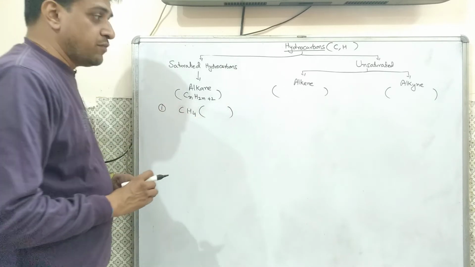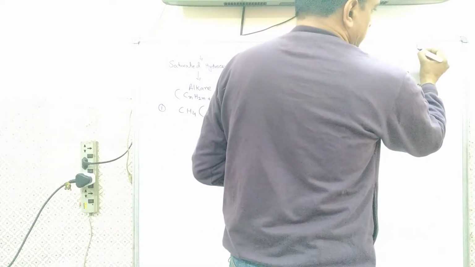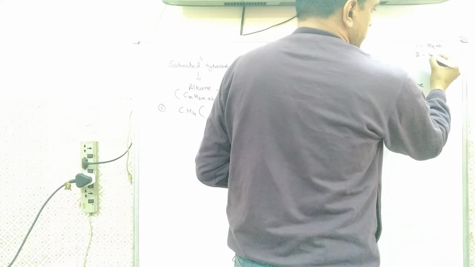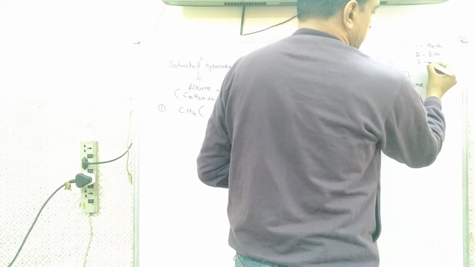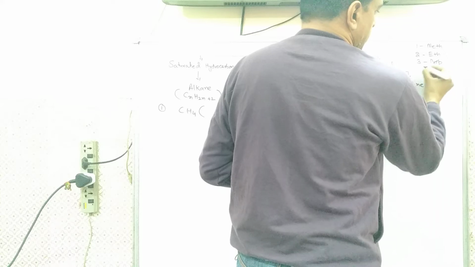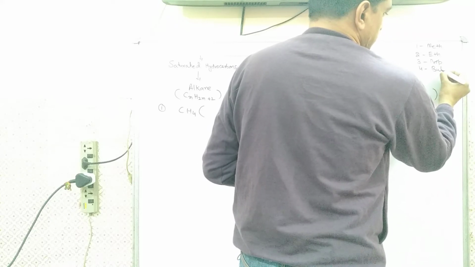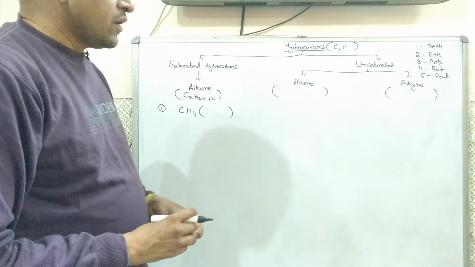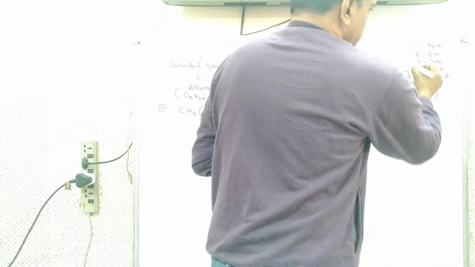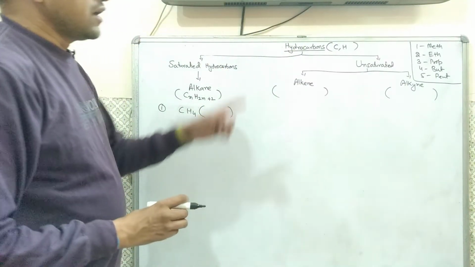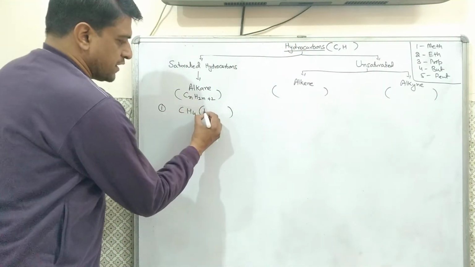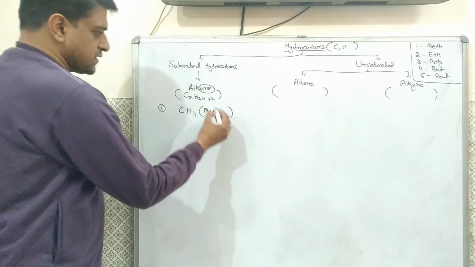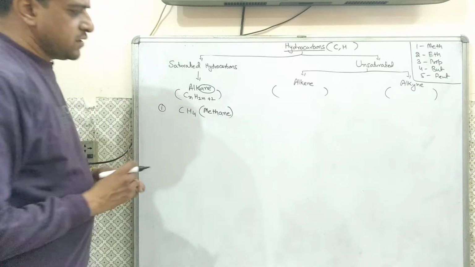Now, what should be the name of this compound? This name can be written so that for 1 carbon, it should start with meth. For 2, it should start with eth. For 3 carbon, it should start with prop. And 4, it should start with but. 5, it should start with pent, and so on. Now according to this counting, we will start. If the carbon is 1, it should be written as meth, and the suffix should be its family suffix, that is ane, and the name becomes methane.